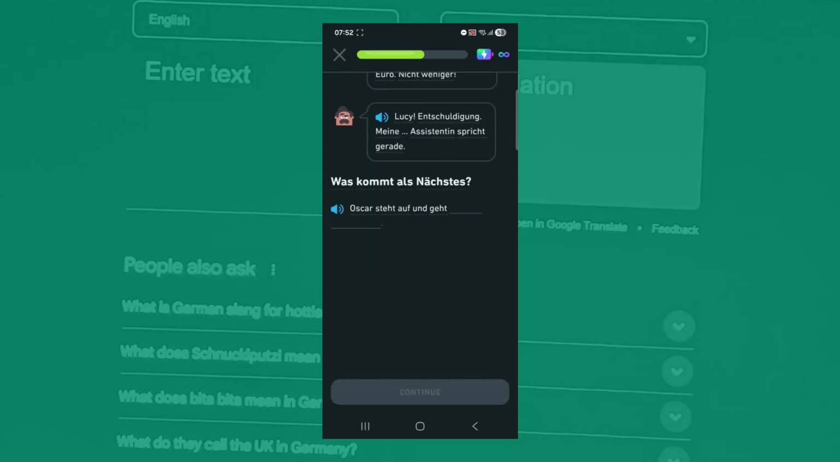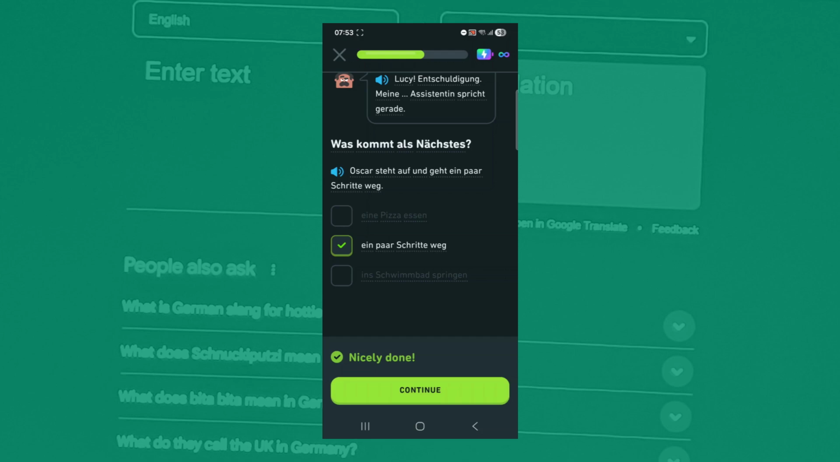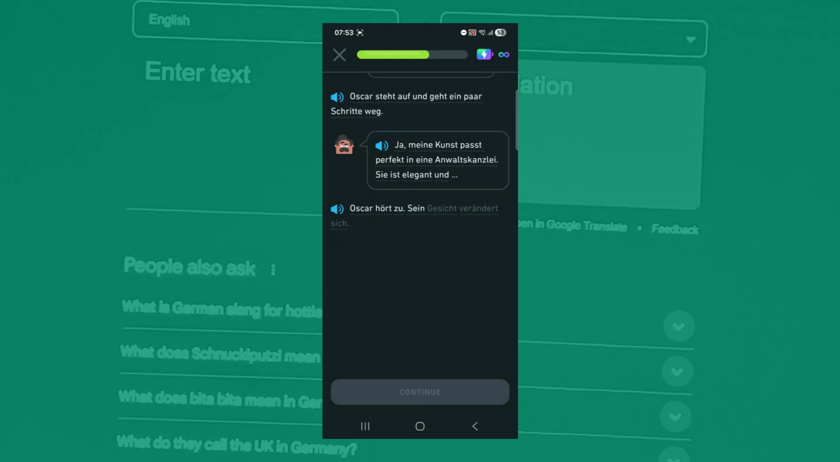Oskar steht auf und geht ein paar Schritte weg. Oscar stands up and takes a couple of steps. Ja, meine Kunst passt perfekt in eine Anwaltskanzlei. Sie ist elegant und... Yes, my art would be perfect for a law firm. It is elegant and Oskar hört zu. Sein Gesicht verändert sich.